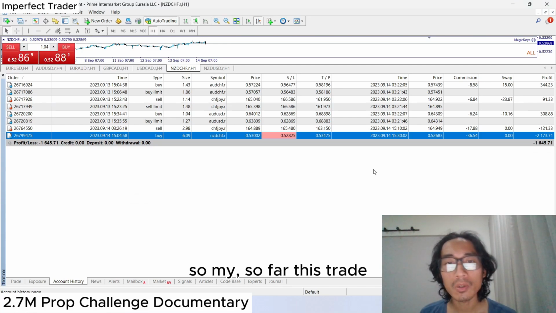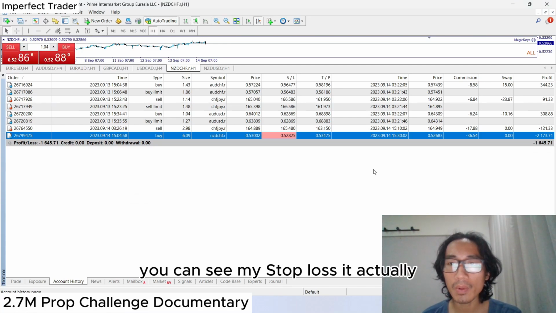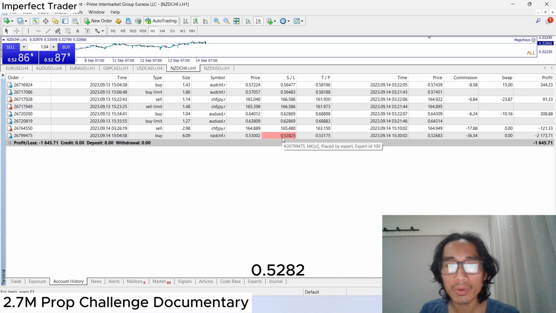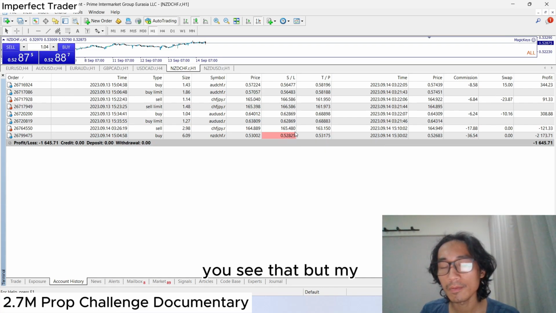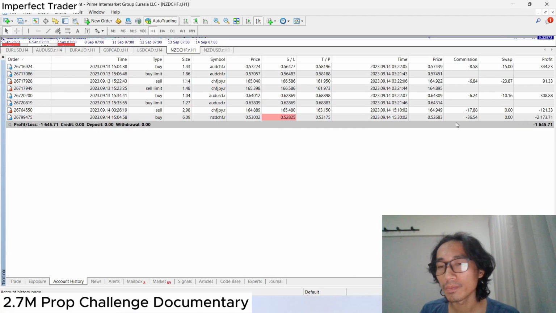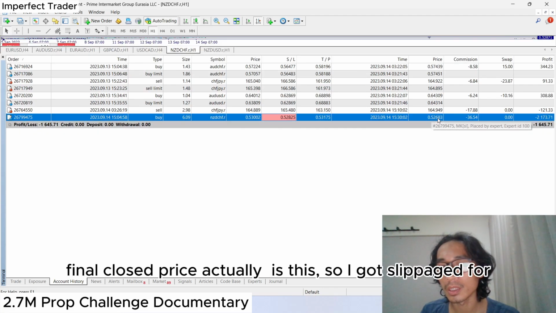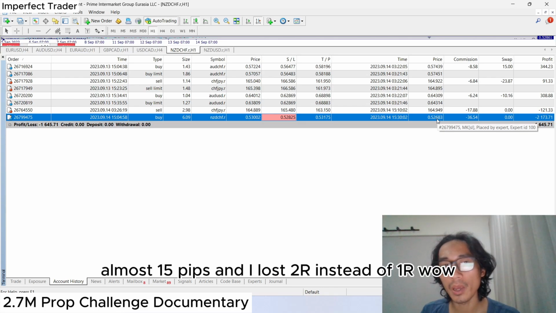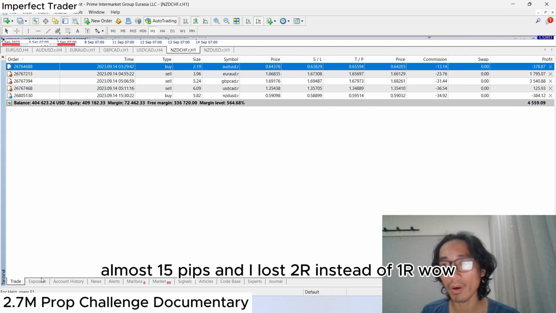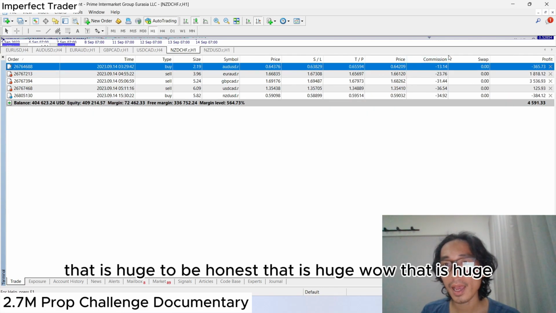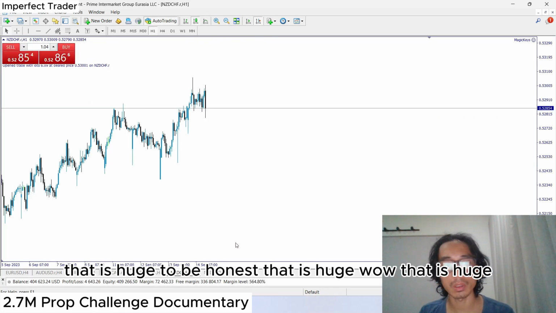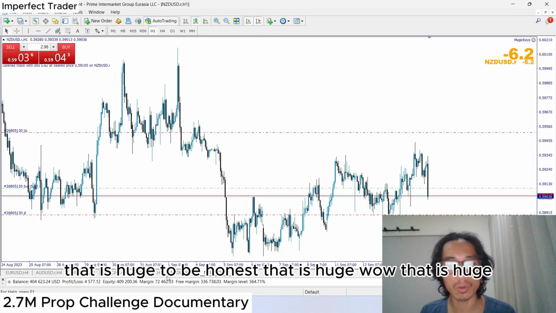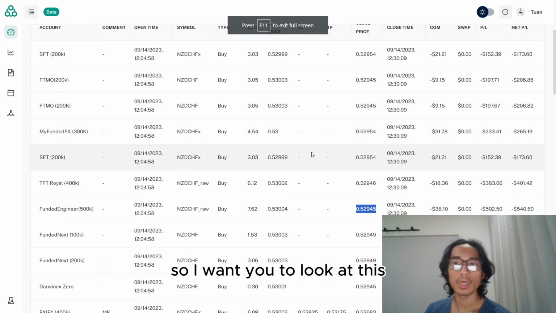So for this trade, you can see my stop loss is actually 0.5282. You see that? But my final close price is actually this. So I got slippage of almost 15 pips, and I lost 2R instead of 1R. Wow, that is huge, to be honest. That is huge. So I want you to look at it.